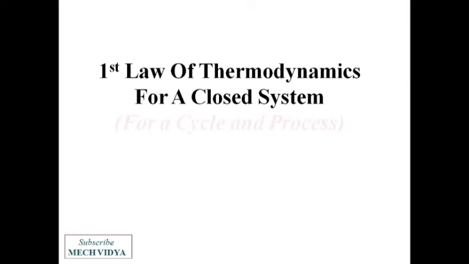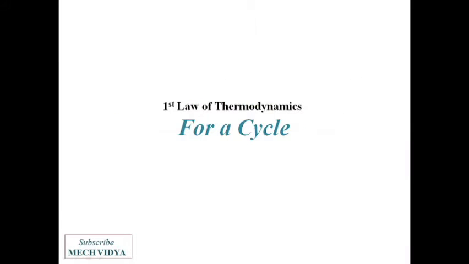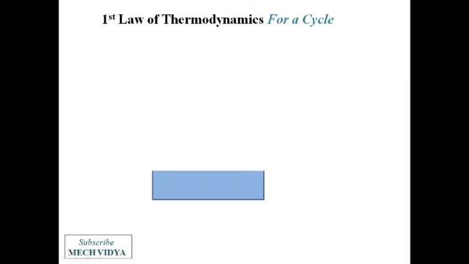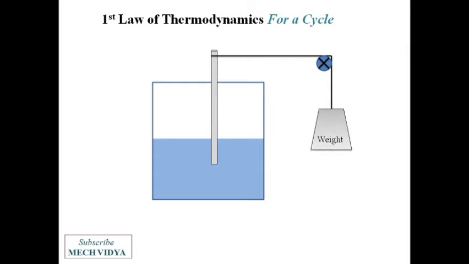In this video, we will try to understand how the first law is applicable and valid for cycles and processes. So first, for a cycle, let us suppose we have a container filled with liquid. Now let me dip a stirrer inside the liquid. The stirrer is connected to a weight. Then a thermometer is introduced to note any minute changes in the liquid during the experiment.